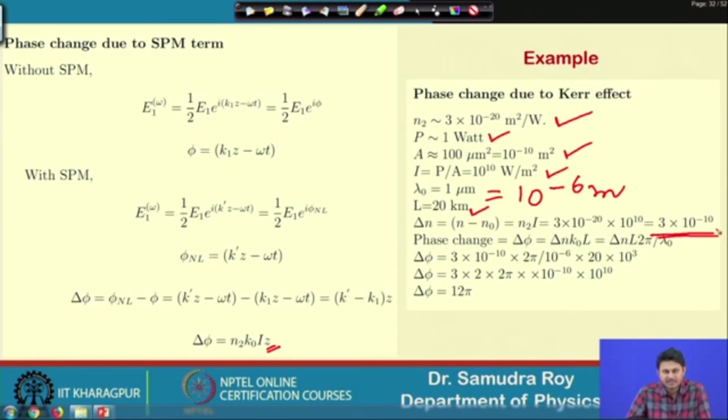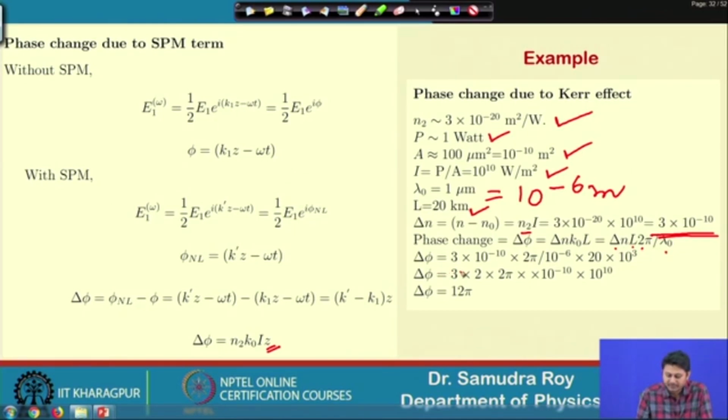Now, what should be the phase change? The phase change will be delta n times k, or simply N2 k0 I into Z. So, delta n multiplied by 2 pi divided by lambda 0, because k0 is 2 pi by lambda 0. So, delta n is 3 into 10 to the power minus 10. Why is it delta n? Because delta n is nothing but N2 I. So, if I replace N2 I with delta n, we get delta n L k0, and k0 is 2 pi by lambda 0.